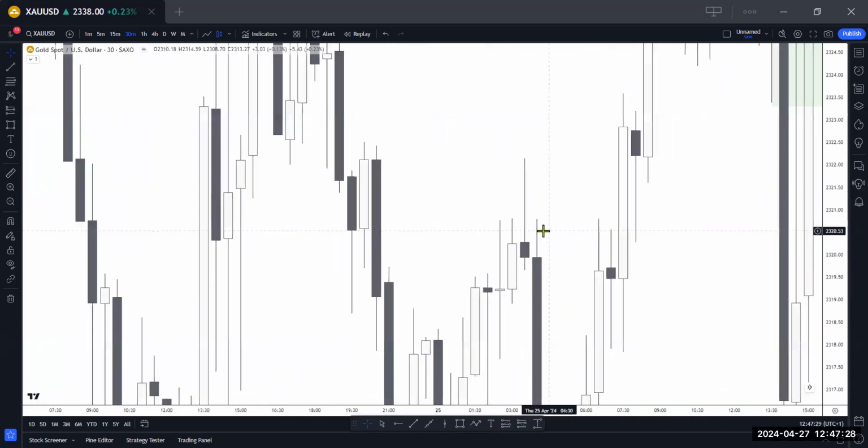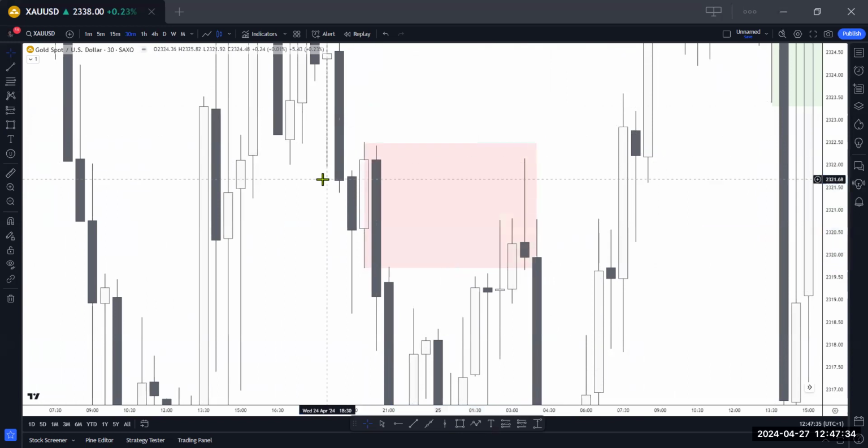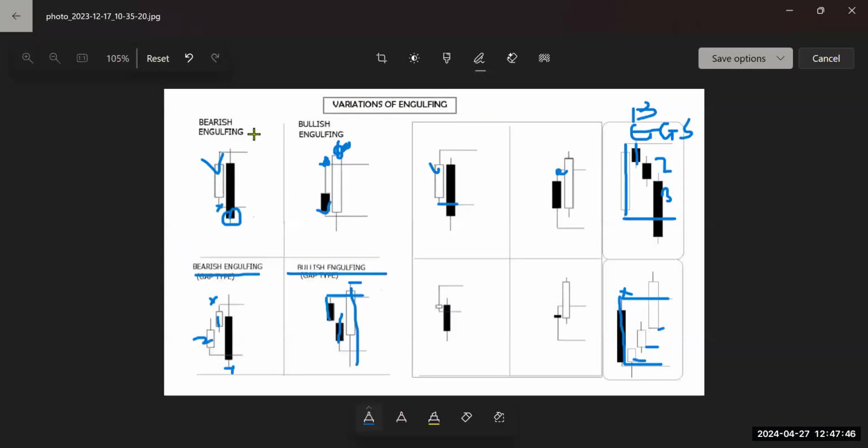Another example, this one. Change to red. Completely engulfed. Okay? So very important, very, very important. Must remember that engulfing has to completely engulf. So it can be this type, this form, can be this form, or it can be this form.